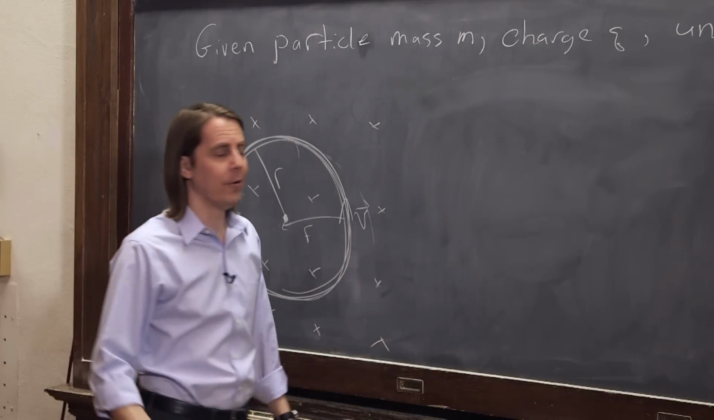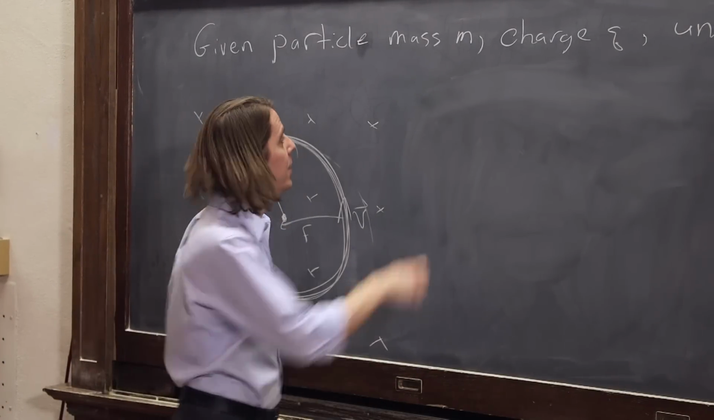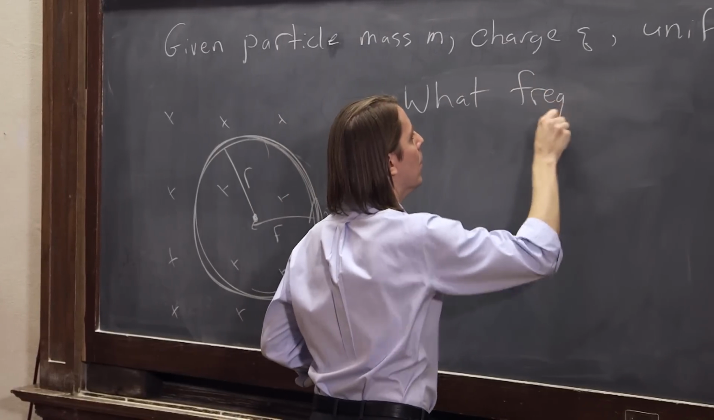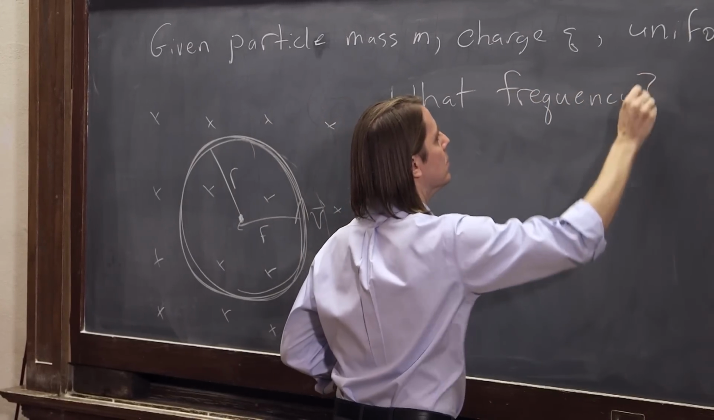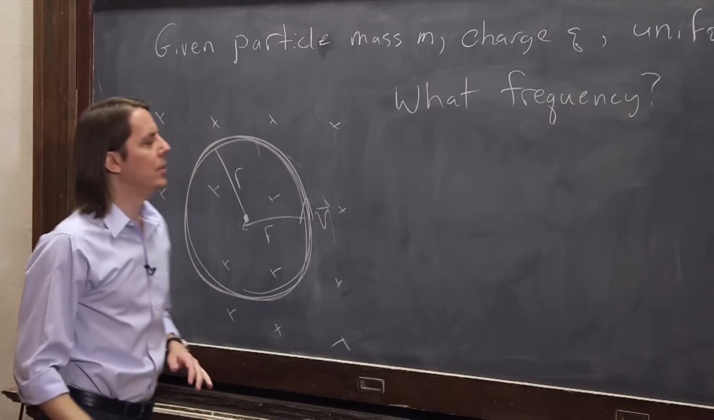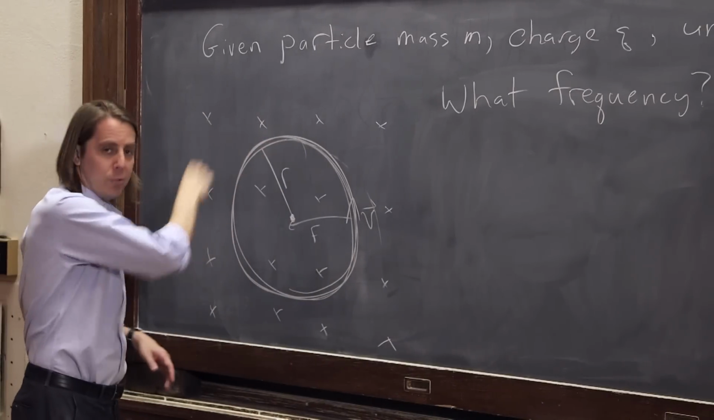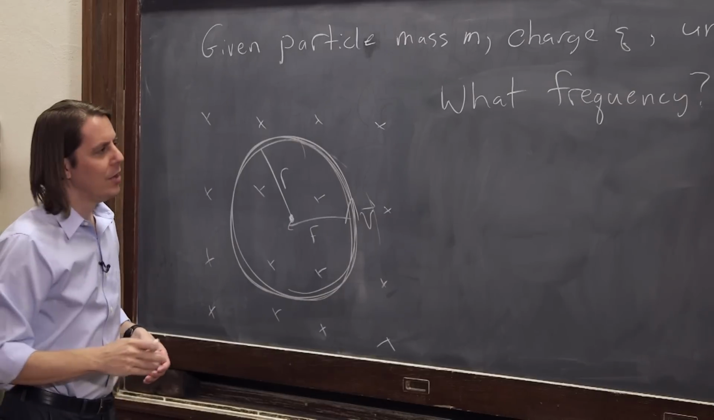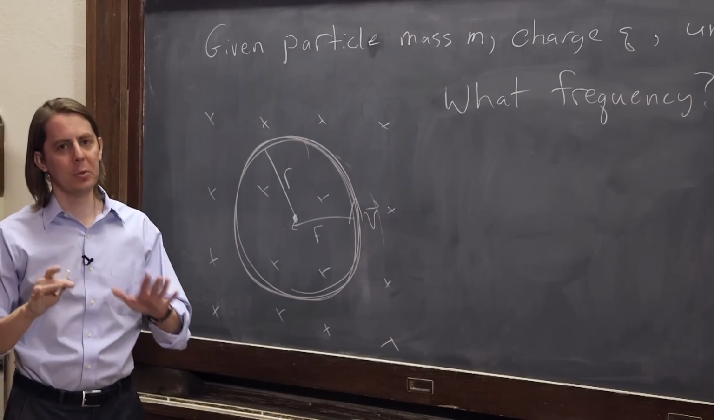We can use this same diagram to ask another question. What frequency? As this particle flies around the loop, how fast? How many cycles does it go per second? I want to take this opportunity to talk about frequency a little bit.